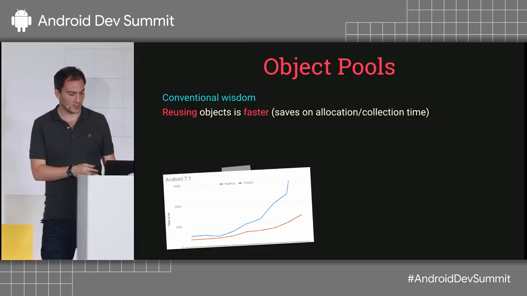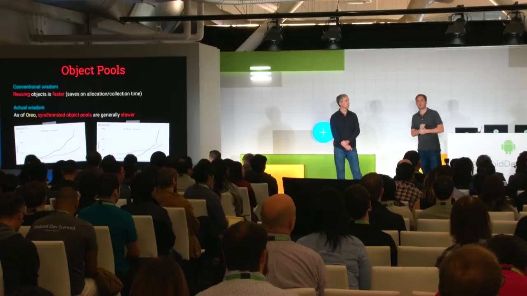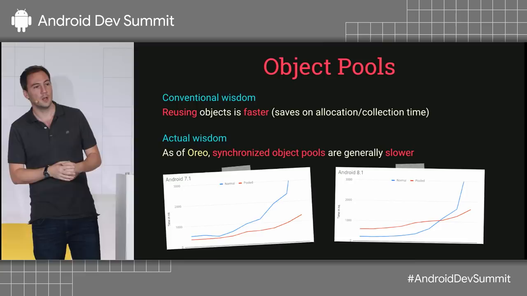But with O, with all the improvements we've done, and this new thread-local bump allocator, synchronized pools of objects are generally slower. And I want to emphasize the synchronized part of the pool. If you have a pool of objects that you use on only one thread, and that thread only, you're effectively doing the kind of optimization that ART does for you now on O. So you might not see the same kind of savings. But in general, on O, if you have a synchronized pool of objects, you'd probably be better off without that pool. Again, make sure you profile your application before you take it out.